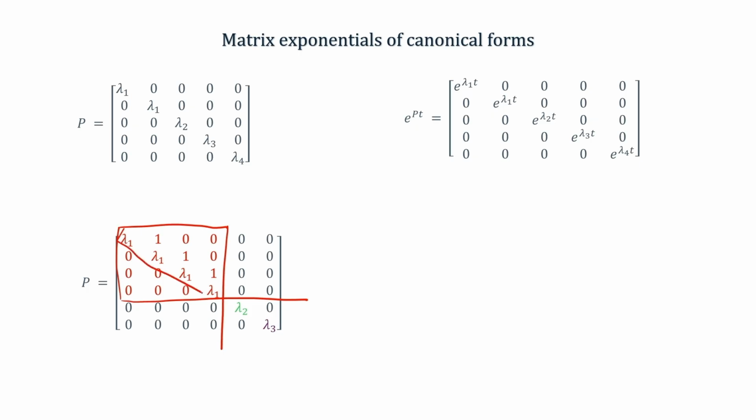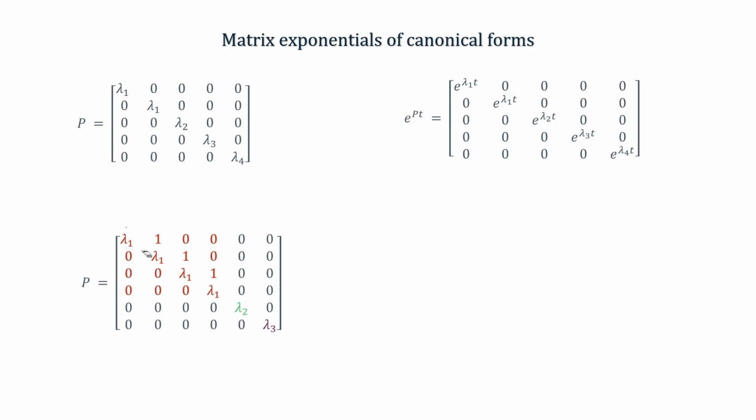Again it is an upper triangular matrix, in some cases lower also, but let us consider upper triangular. The diagonal entries are the same eigenvalue, and the super diagonal entries are 1 here. Now corresponding to lambda 2 there is no Jordan block, corresponding to lambda 3 there is no Jordan block.